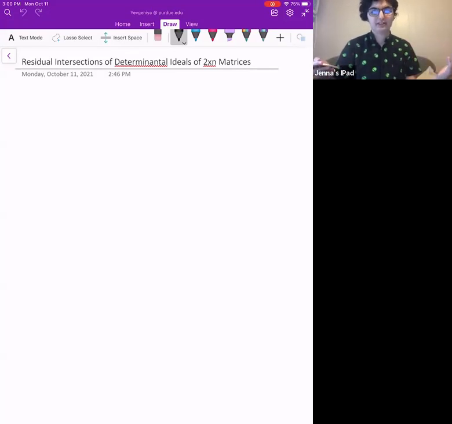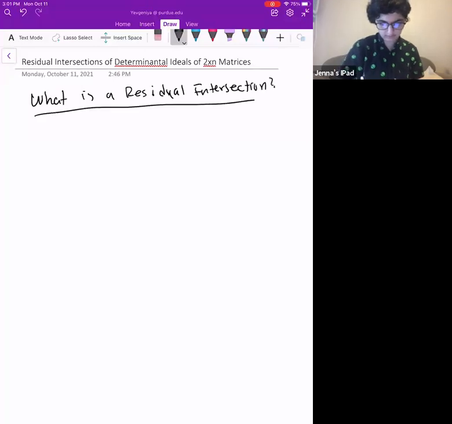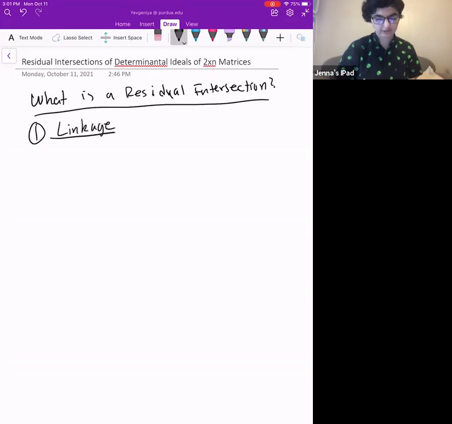So I'm fairly certain everyone here knows what a 2 by n matrix is. And a determinantal ideal is just an ideal generated by the minors of a matrix. But what about residual intersections? What is a residual intersection? Well, residual intersections are a generalization of something called linkage.